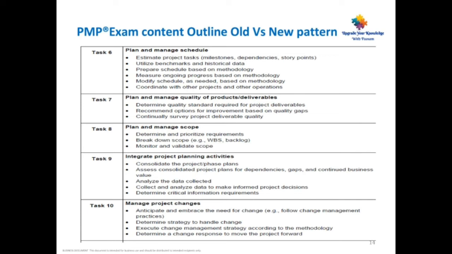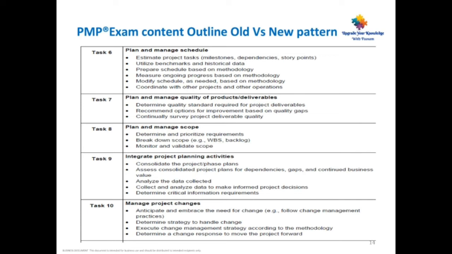Task number 7, plan and manage quality and product deliverables. Quality is also covered here. Task number 8, plan and manage scope. Scope is also covered here. Determine and prioritize requirements. Break down scope, for example work breakdown structure and backlog.